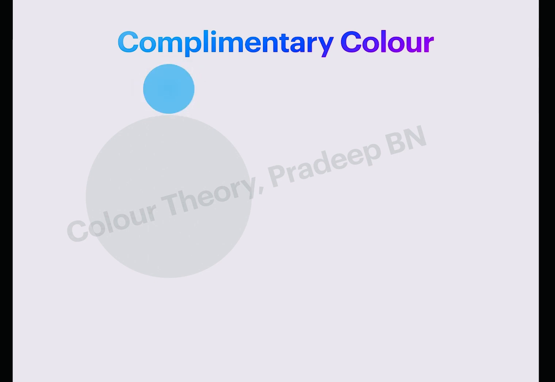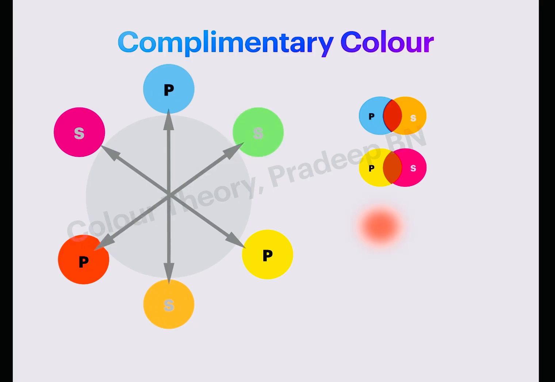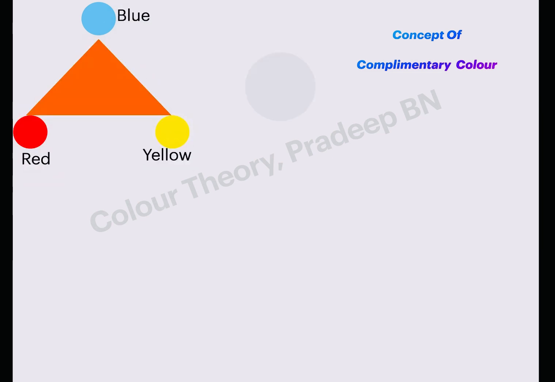So when you mix one primary color and one secondary color in equal quantities which are opposite to each other in the color wheel, then you get complementary color. You can see yellow and violet which are opposite to each other in the color wheel, you get complementary color. Again, when you mix red and green in equal quantities, you get complementary color, that is brown. So you need to understand, when you mix one primary color and one secondary color which are opposite to each other in the color wheel, you get the complementary color.